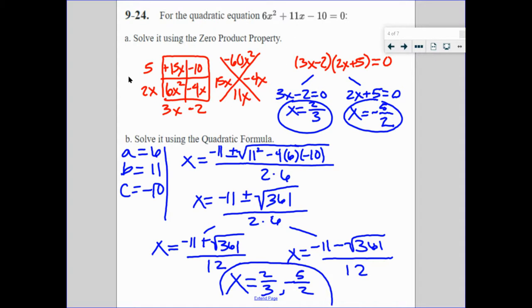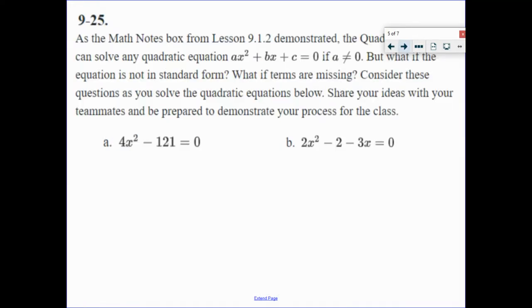Is this the same thing that we got up there? I would hope so. So they're both two different ways of solving. A little longer of a process, but a little more practice using the quadratic equation. All right, moving on to 925.